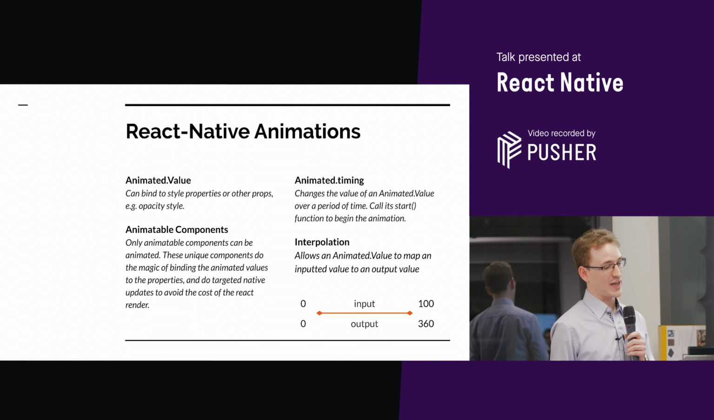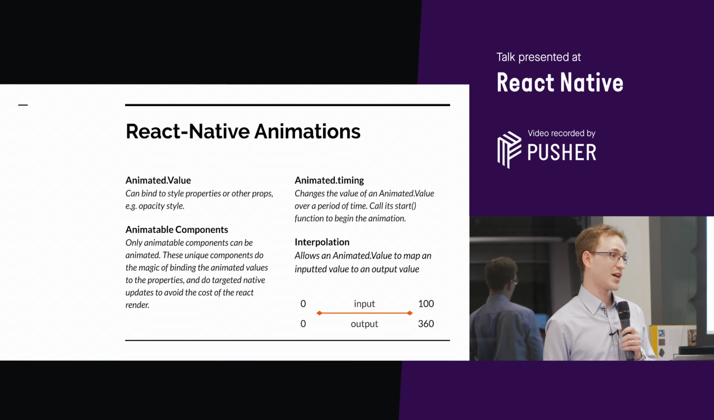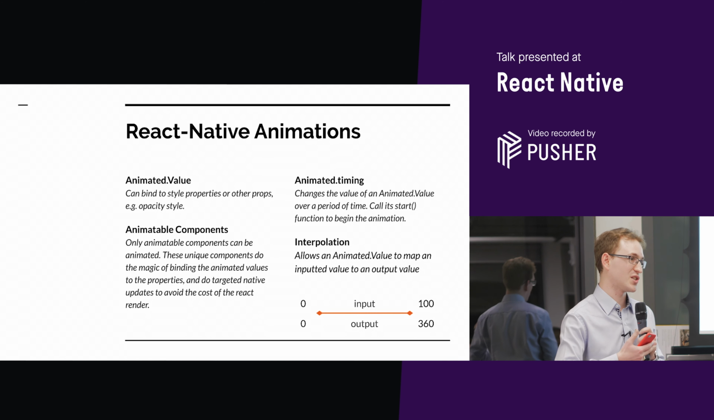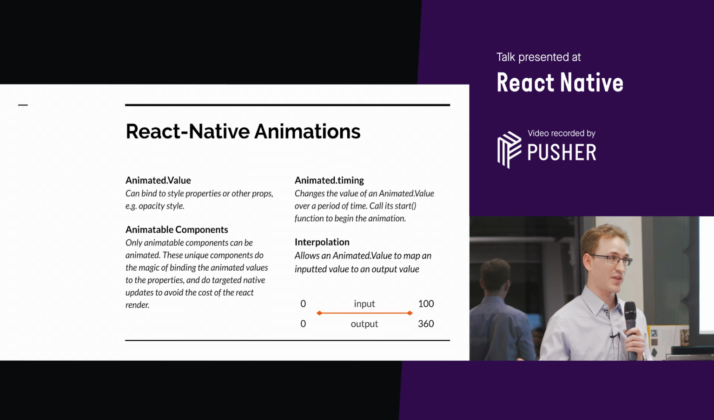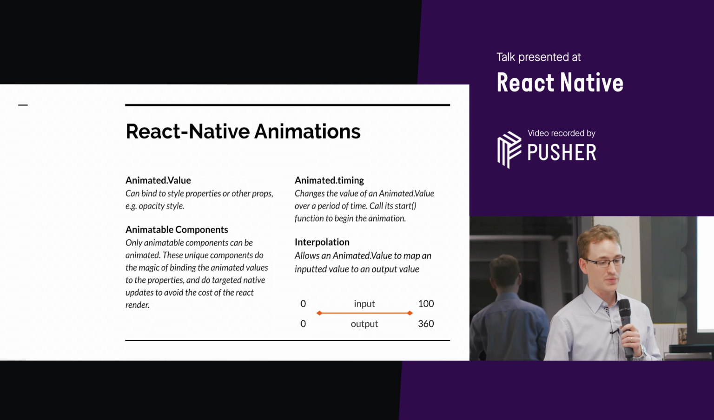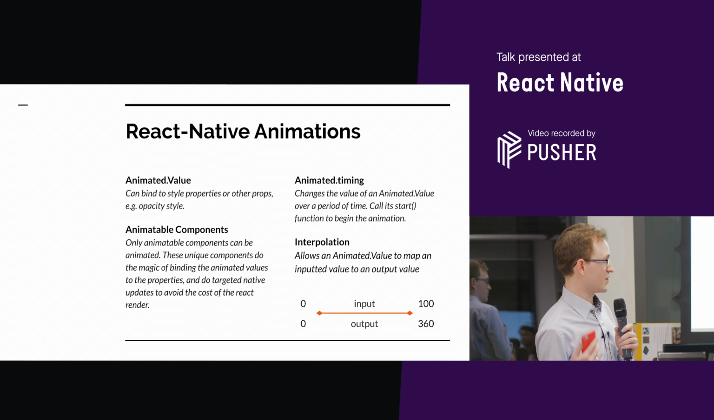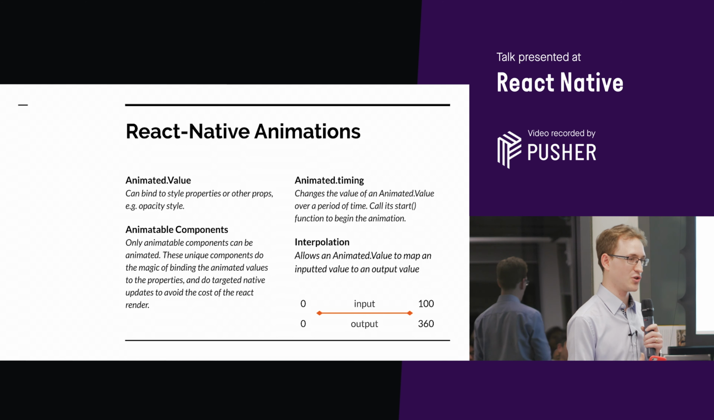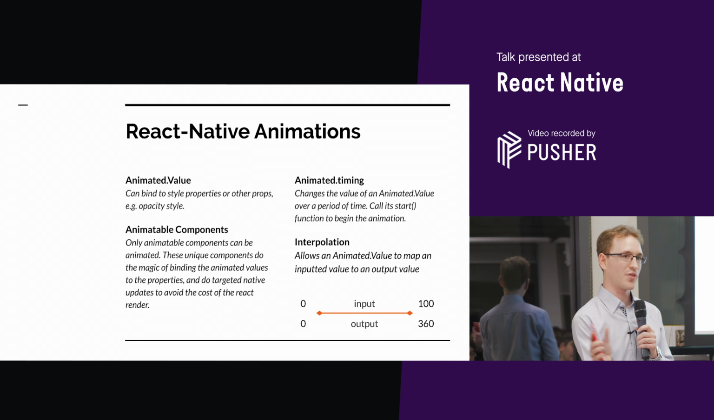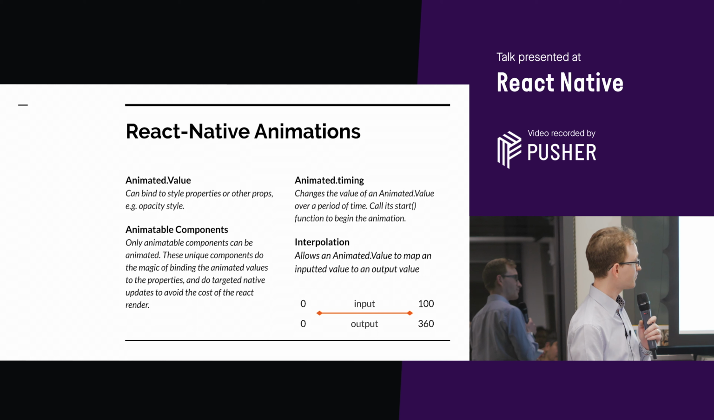And the way you control that time is by using an animated timing, which when you call start on it, you can say, I want to change this value from 0 to 100 over a period of 2 seconds or something like that. So you change the position of something over that time. And the last aspect to mention here is interpolation, the idea that you can take an animated value and map it to another value. This is really important because it lets you drive lots of different things in the app from one animated value being changed over that period of time.